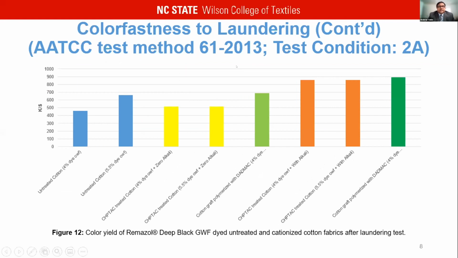After the laundering test, color yield of all the samples was measured again. It was observed that color yield of cotton graft polymerized with DADMAC was still higher than untreated cotton and Chaptec treated cotton with zero alkali. Similarly, the cotton graft polymerized with DADMAC, which was dyed with alkali, had higher color yield than all of the others.